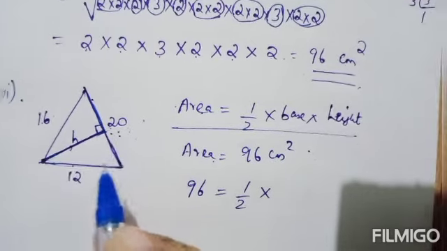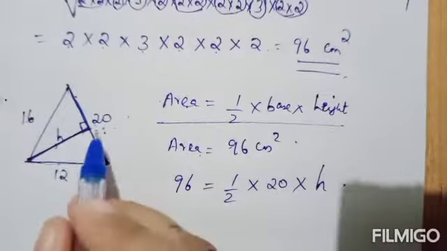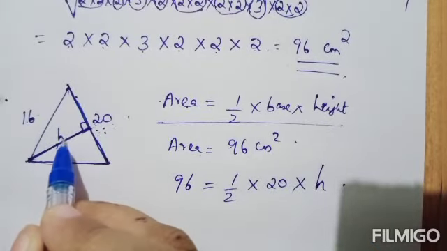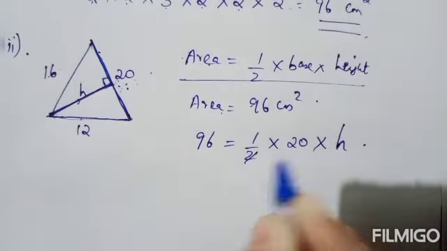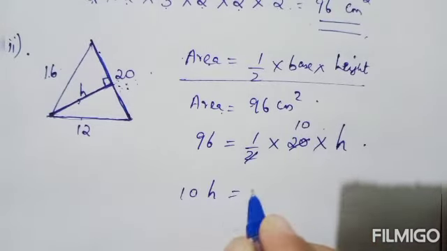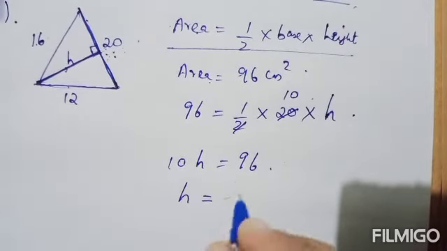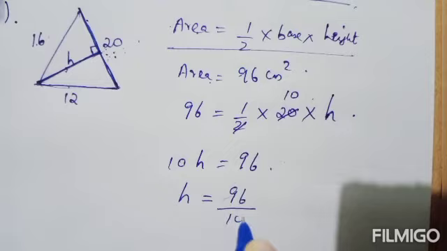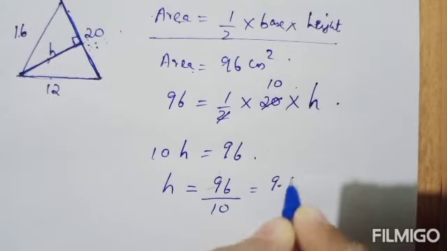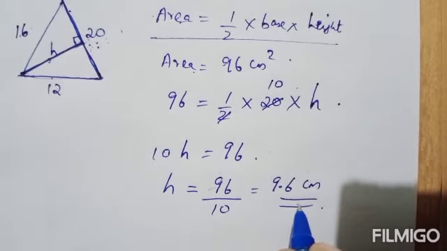So the 20 centimeter side you can take as base into height, and its corresponding height we take as h. Now here 2 and 20 will go in 10. So 10h equals 96. From this, what will you get for h? 96 divided by 10, it is 9.6 centimeters. So this is the corresponding height to the largest side.